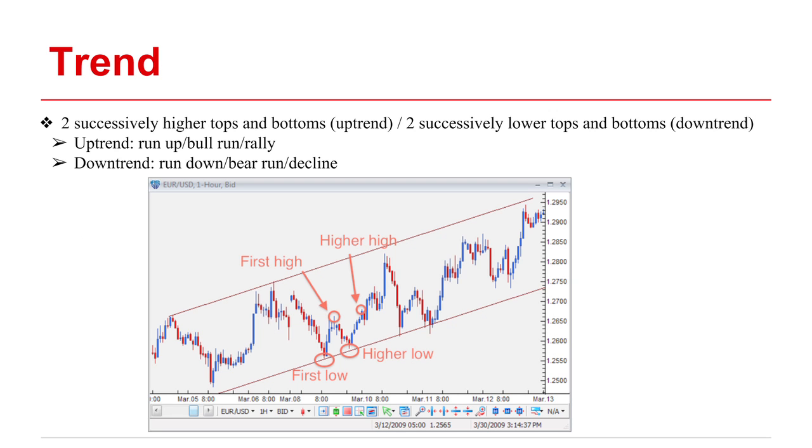So a trend implies two successively higher tops and bottoms in the case of an uptrend, or two successively lower tops and bottoms in the case of a downtrend. The terms run up, bull run, and rally all correspond to an uptrend, whereas run down, bear run, and decline are just different ways of saying downtrend.